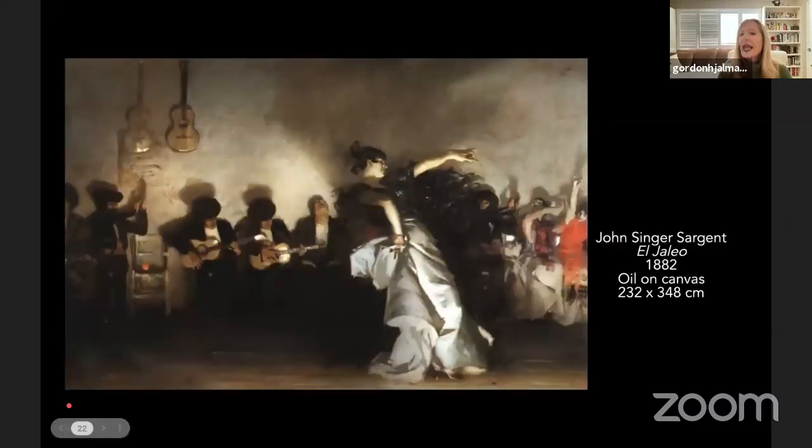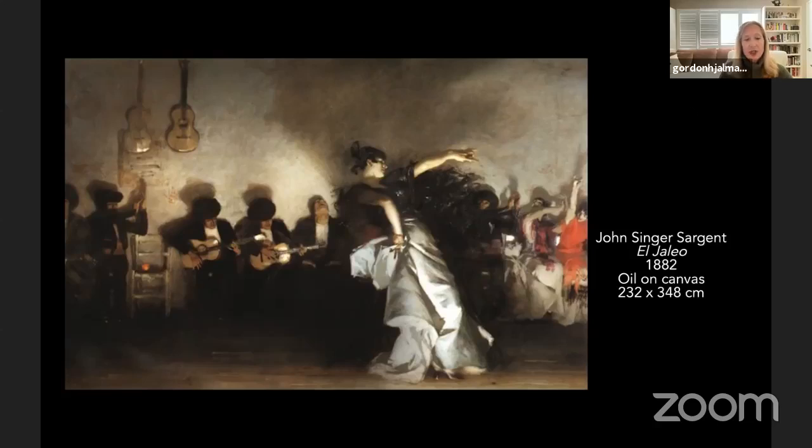Okay, El Jaleo. John Singer Sargent was actually born in Italy. He was an American born in Italy, but he spent most of his time in England. And he was the great portrait painter of England. He was considered, let's say, like Van Dyck, a Flemish painter during the Baroque era. We have this dancer. She's a flamenco dancer. Many of his works were inspired by the work of Velázquez, the great Spanish Baroque artist.